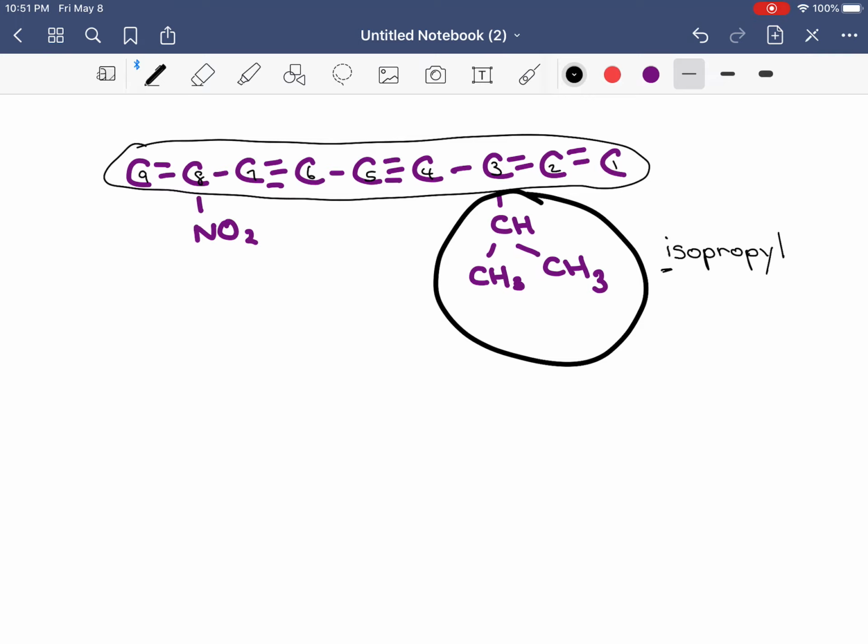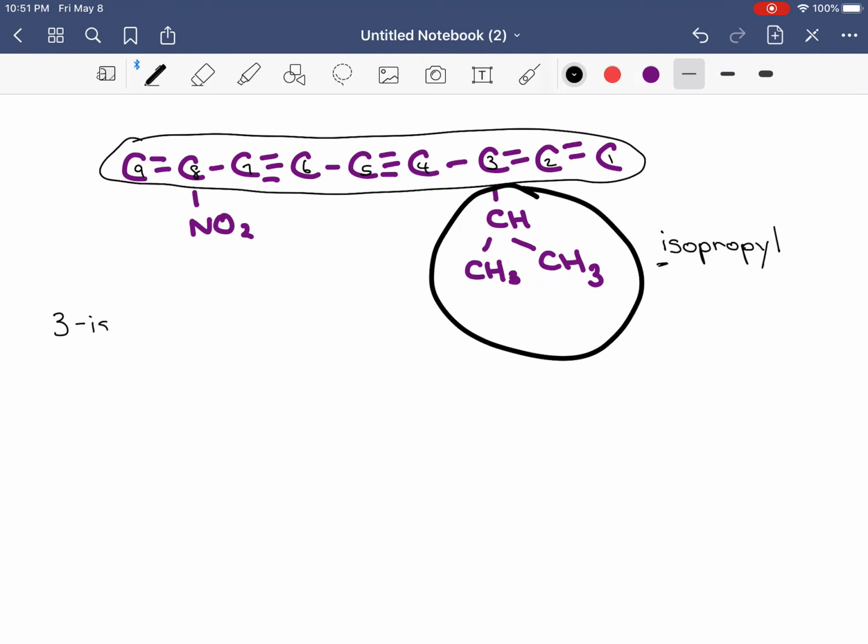All right. So, knowing that, we're going to name this. So that will be 3 isopropyl, 8 nitro, non. Okay. Triple bond first: 4 6 diene, and then 1 2 8 triene. So 3 isopropyl, 8 nitro, non 4 6 diene, 1 2 8 triene. Such a weird name.